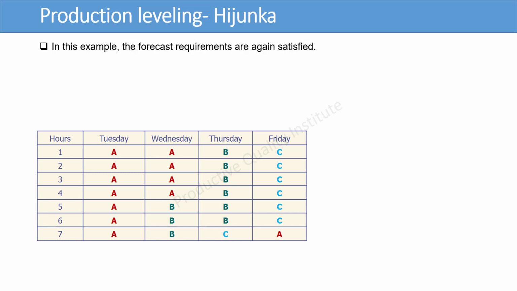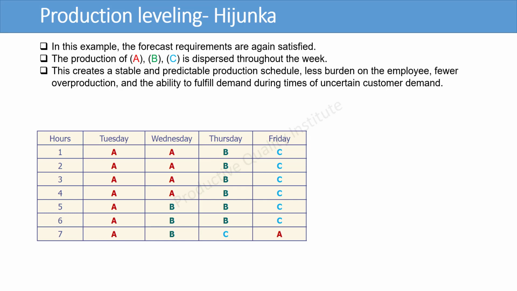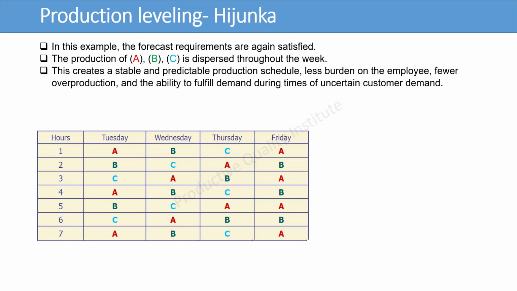In this example, the forecast requirements are again satisfied. The production of A, B, and C is dispersed throughout the week. This creates a stable and predictable production schedule, less burden on the employee, less overproduction, and the ability to fulfill demand during times of uncertain customer demand. This is Heijunka.